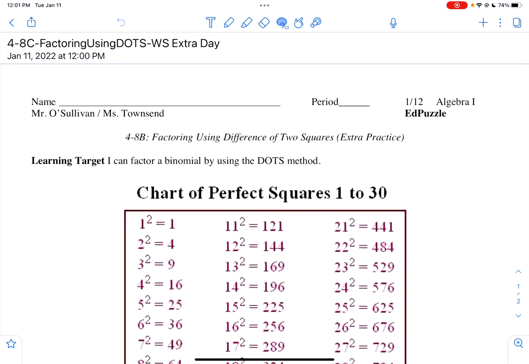Today you'll be doing a quick EdPuzzle based off of what you did yesterday, which it looked like most of you understood, and then you'll be doing a quick Delta Math.